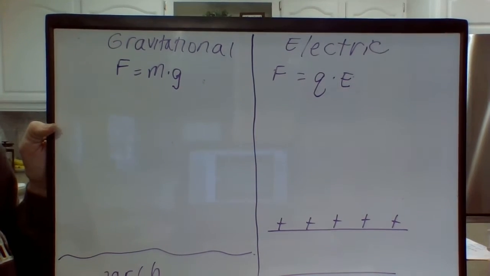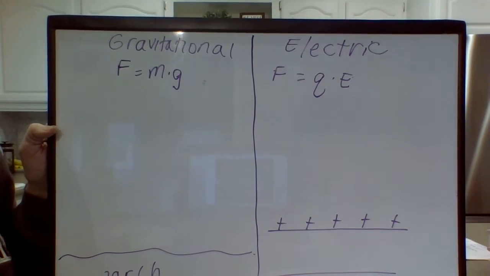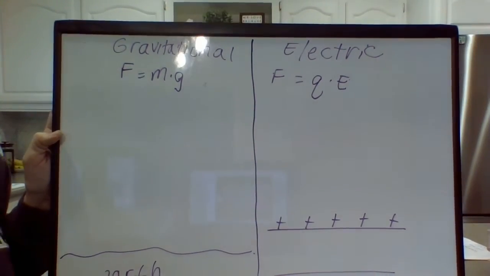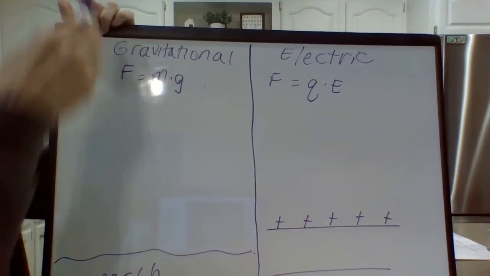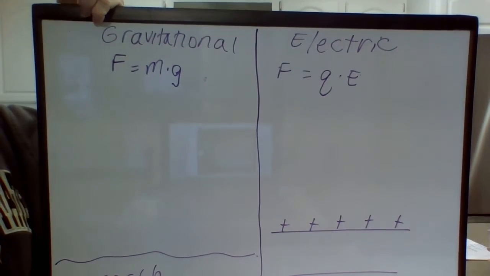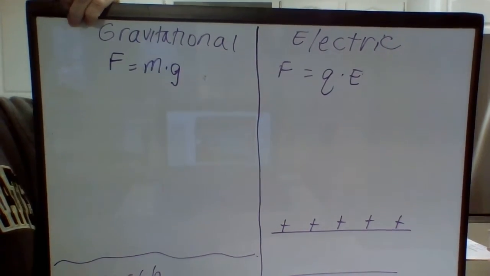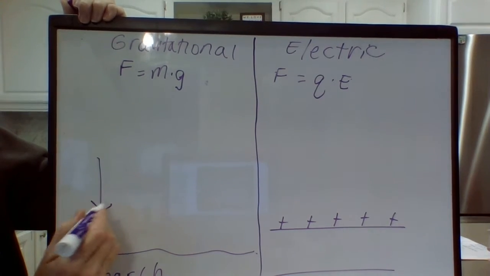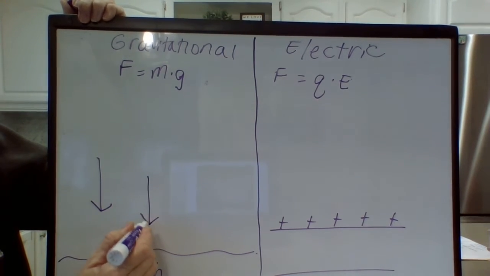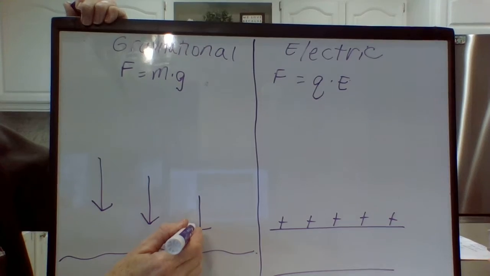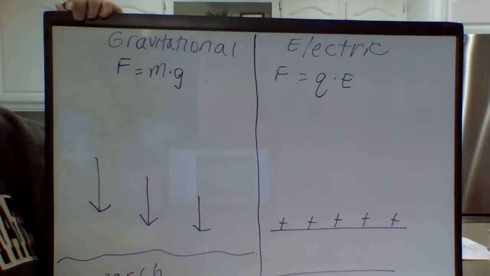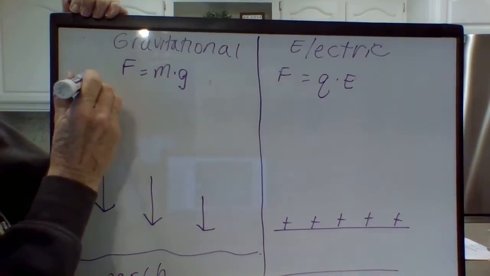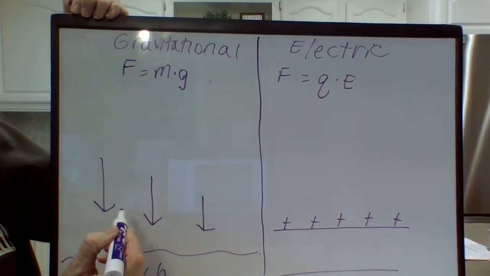Okay, so gravitational field, we learned that from many modules ago. We know that it goes down towards the Earth. So the gravitational field, we'll represent it by arrows going down towards the Earth. So that's the force. The force is going down.